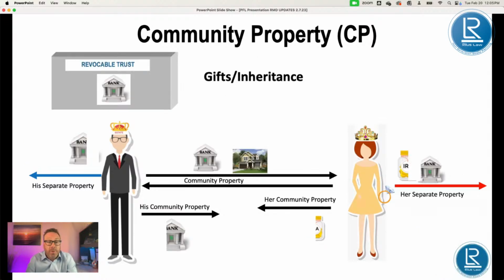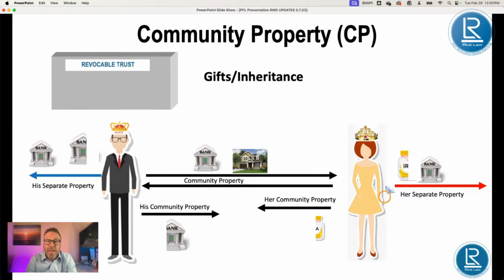All right, let's talk about gifts. So Mr. Estate, his parents have a trust. They pass away. He inherits some money. What happens to that money? Well, it depends where he puts it. If he puts that money into a joint bank account, then it becomes community property. Now, if he puts that money into a separate bank account, or if he opens up a brand new bank account, then it's separate property.